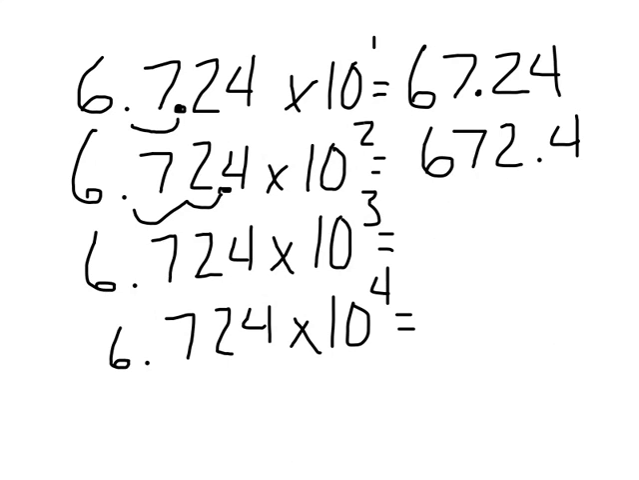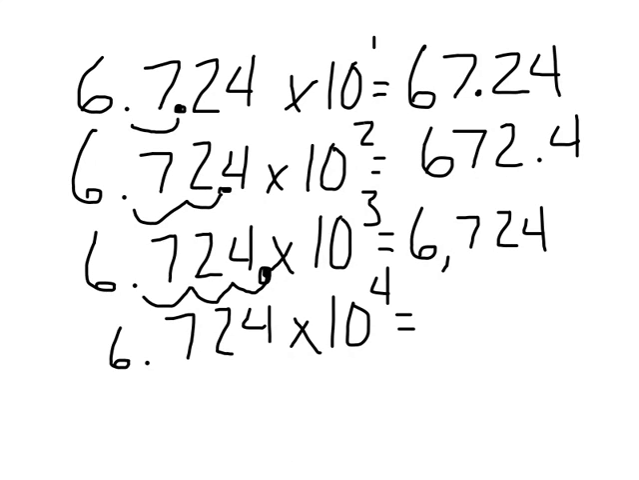To multiply 6 and 724 thousandths times 10 to the third power, how many times would I need to move the decimal to the right? I would need to move it 3 times to increase place value 3 times. Once, twice, 3 times. What's the result? It's 6,724.